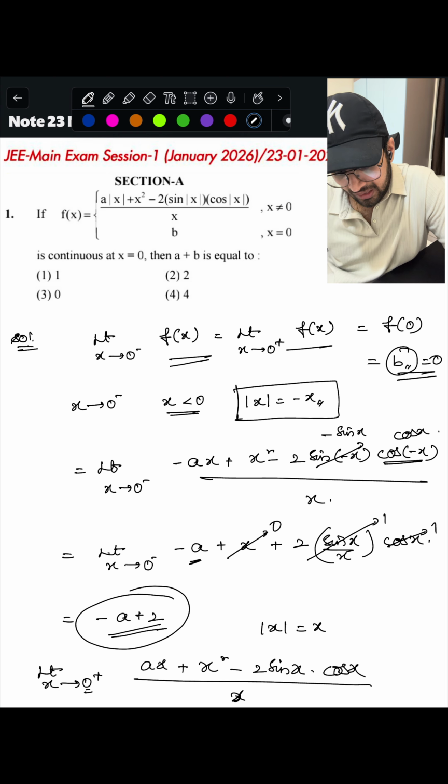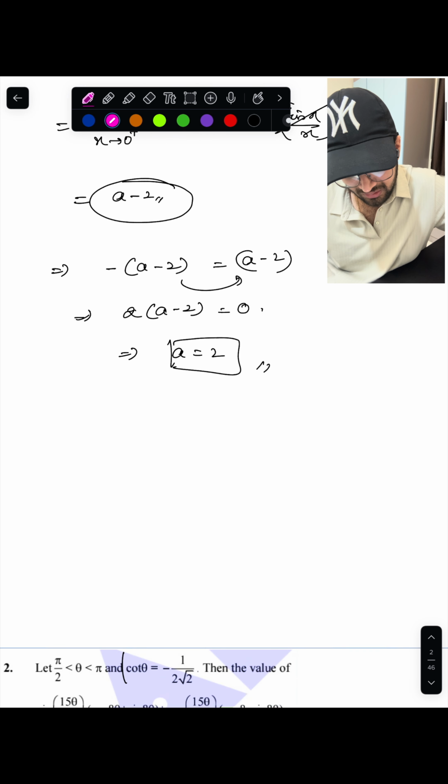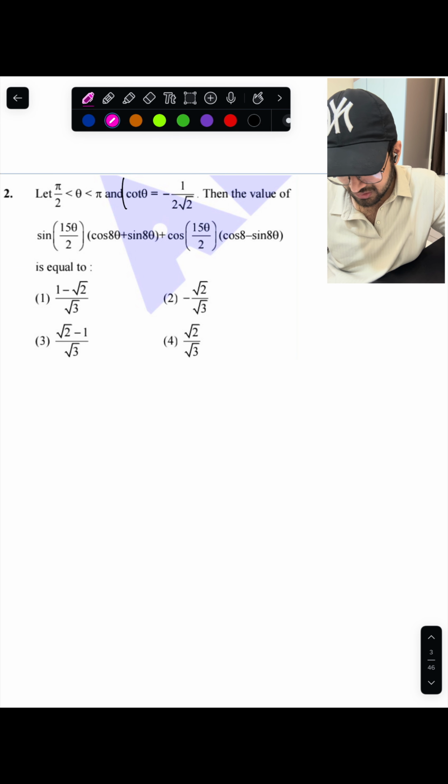So as we got a equal to 2 and b as 0, here they are asking for a plus b, which is nothing but 2. So the answer is 2. Very simple question, right? So let's move to the next question.